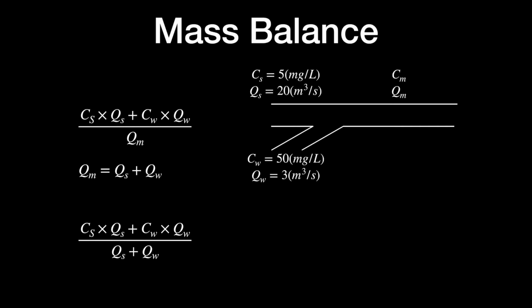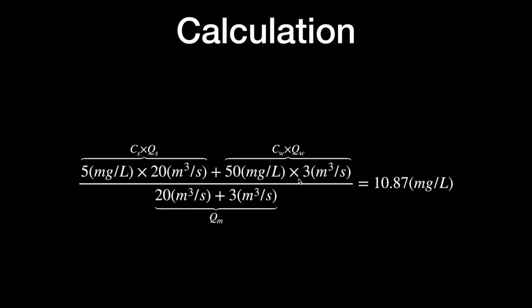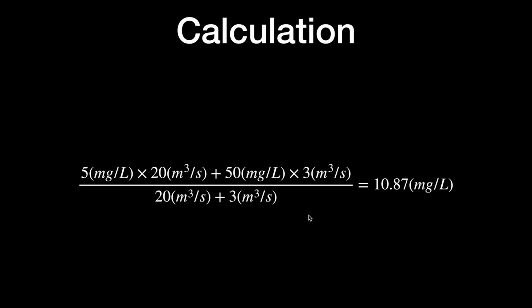Just putting some numbers in here, we said typically we get a low concentration, high flow rate for your stream, and high concentration, low flow rate for your waste stream, in this case 50 milligrams per liter and 3 cubic meters per second. Putting those into our calculation, we can see this is our stream mass flow rate, our waste stream mass flow rate, and our combined mixed stream volumetric flow rate. Clearing that up a bit leaves us with about 10.9 milligrams per liter.